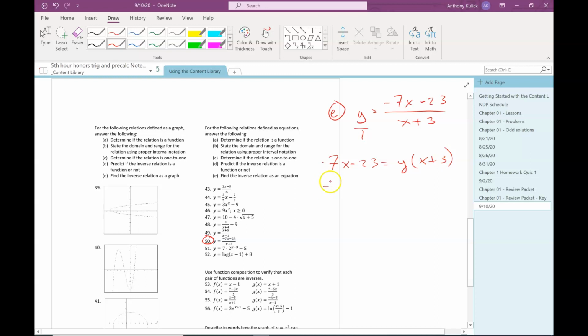And then I'm going to distribute that y through. And I'm going to move all the x's onto the left-hand side. So I'm going to subtract xy from both sides. And at the same time, I'm going to add 23 to both sides, so that I have only things with x's on the left side.